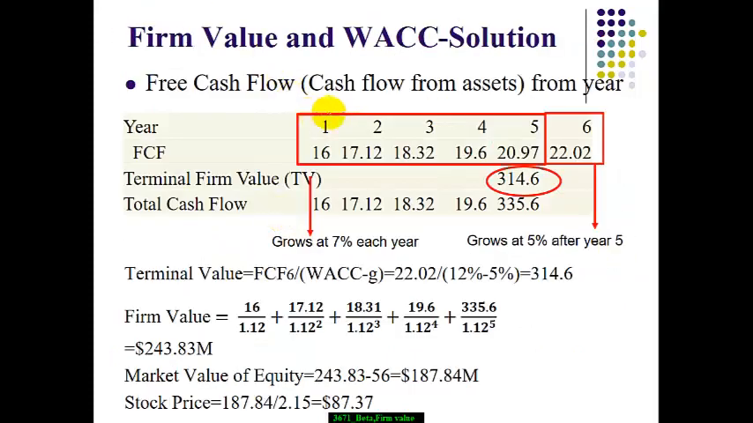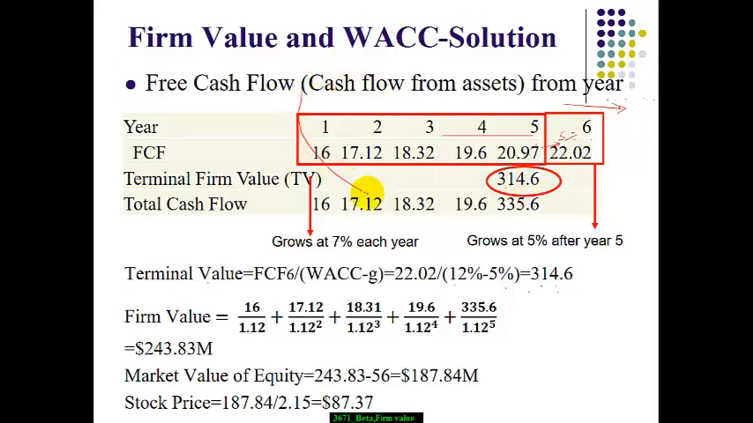So let's first lay out the cash flows. First year 16, year 2 grows by 7%. From year 5 to year 6, it grows by 5%. So that's all the cash flow we need. The next step is to find the terminal value at year 5. Terminal value is the next year cash flow over WACC minus g. WACC is 12%, g is 5%. This gives us a terminal value for year 5 of 314.6. That means after year 5, the constant perpetual free cash flow is equivalent to the terminal value of 314.6.